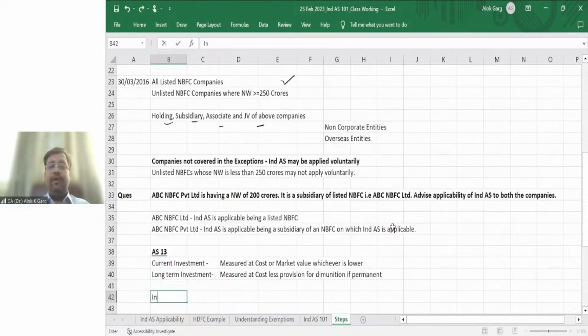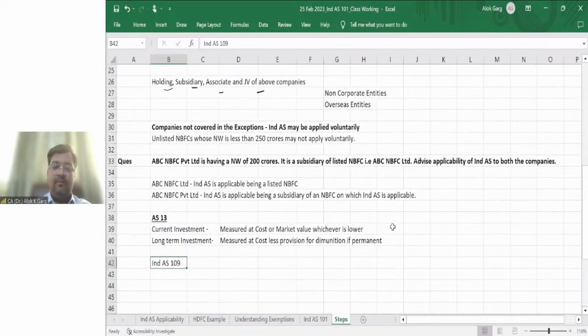What is the rule for Ind AS 109? For example, if it is an equity investment or mutual fund, it doesn't matter whether current or long term, it has to be measured at fair value. Right? This is the rule. Any doubt in this rule? Okay.